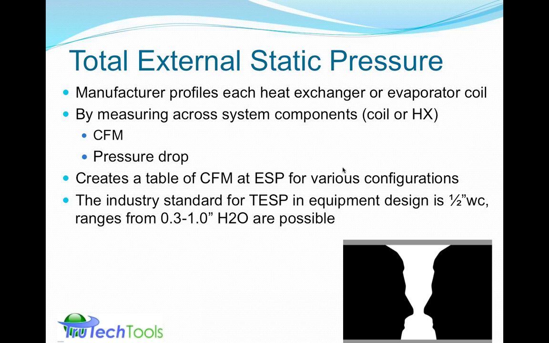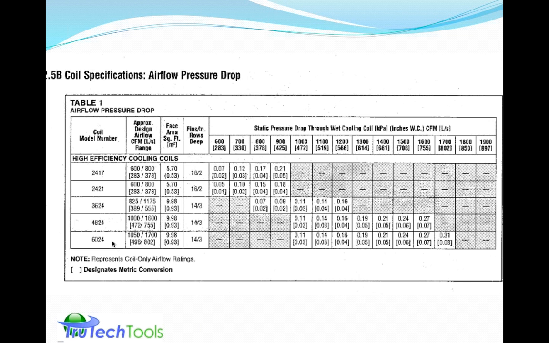And just for a ballpark to kind of set the frame, the industry standard for total external static pressure is usually around 1/2 inch of water column and ranges from 0.3 to 1 full inch of water column are possible and are out there. When you take into account ECM or electronically commutated motors, this makes it a new ballgame, and we'll talk about what that difference is a couple slides from now.